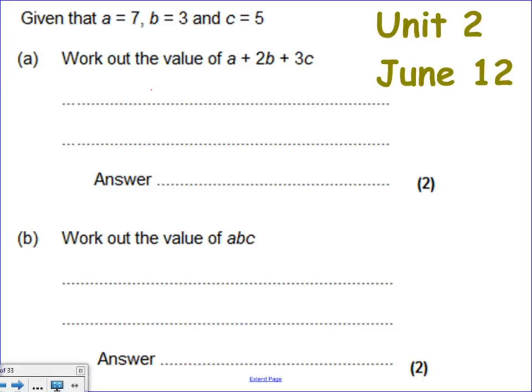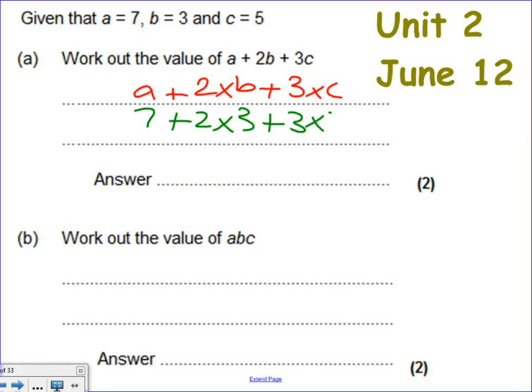Let's go from longhand. Can't do anything with A, but what does 2B mean? 2 times 3. And then plus, what does 3C mean? 3 times 5. Yeah. So then the second step is to now put in the values for those letters. So you've gone from shorthand to longhand to make sure you're going to do the right things. Okay, we now put in the values. A is 7 plus 2 lots of 3 plus 3 lots of 5.